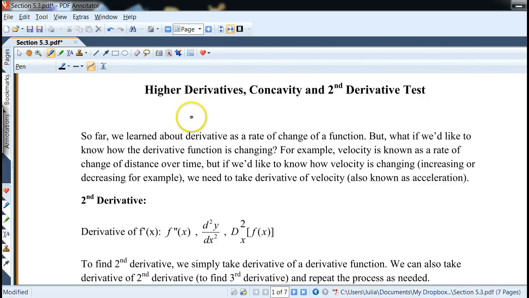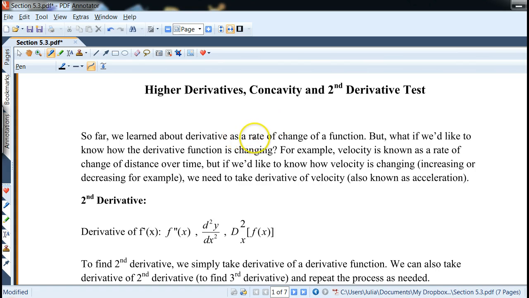Hi everyone, welcome back, and let's start with section 5.3. We spent a lot of time previously talking about the first derivative and what we can do with it. Now let's talk about other derivatives, higher derivatives, second, third, fourth, and so on, and what we can do with the second derivative in particular, because each has a meaning.